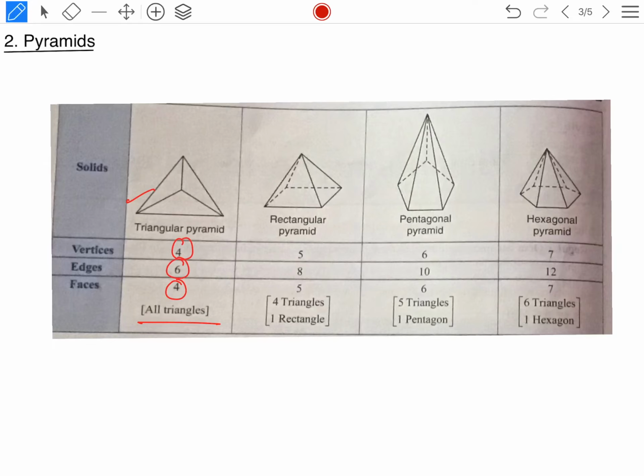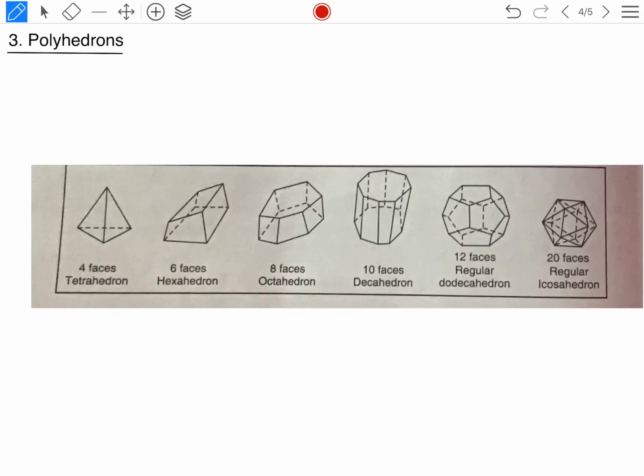Okay, so then rectangular pyramid, it is made of 4 triangles and 1 rectangle. Then the numbers are given here. Then pentagonal pyramid is made up of 5 triangles and 1 pentagon. Number of faces, edges, and vertices are given. Okay, then hexagonal pyramid, it is made up of 6 triangles and 1 hexagon, and these are the number of edges, vertices, and faces. We will learn how we can find the number of edges, vertices, and faces. There is one rule we will discuss. Okay, so these are some examples that are given.